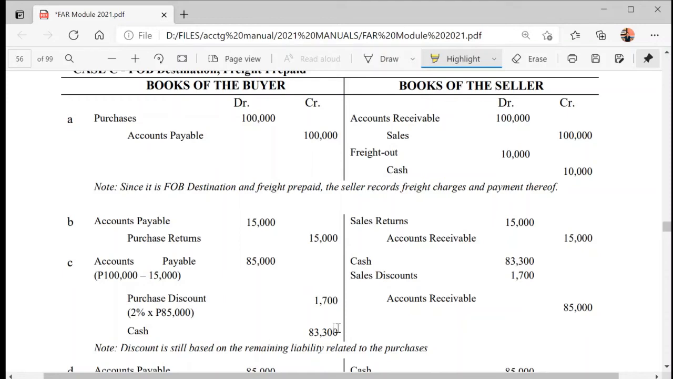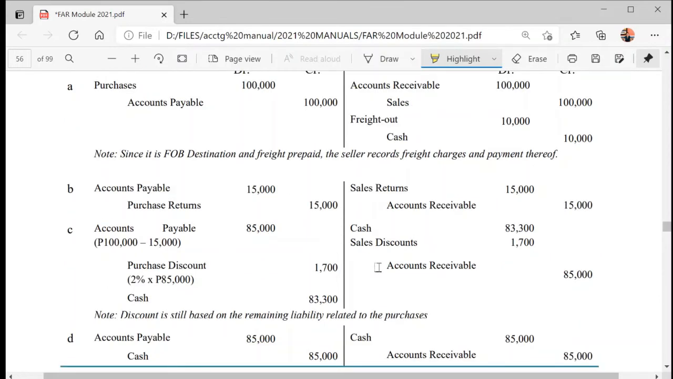On the side of the seller, the seller will receive the cash. So, debit to cash, debit to sales discount, and credit accounts receivable. And then if the buyer did not pay within the discount period, just simply close the accounts payable account and credit the cash for the payment, and the seller will receive the cash and debit cash and credit accounts receivable.